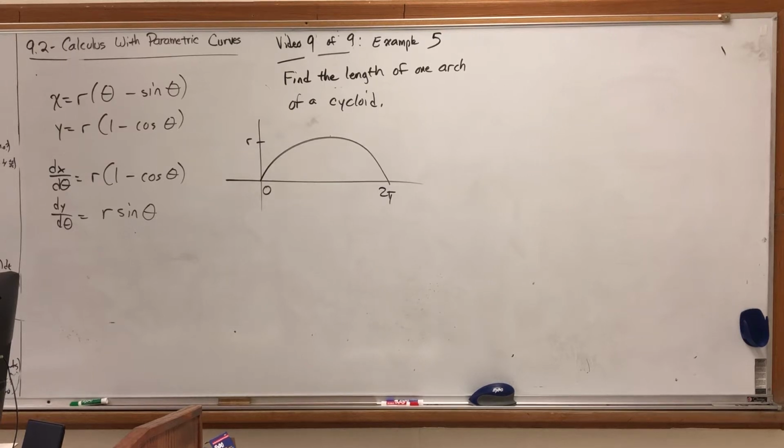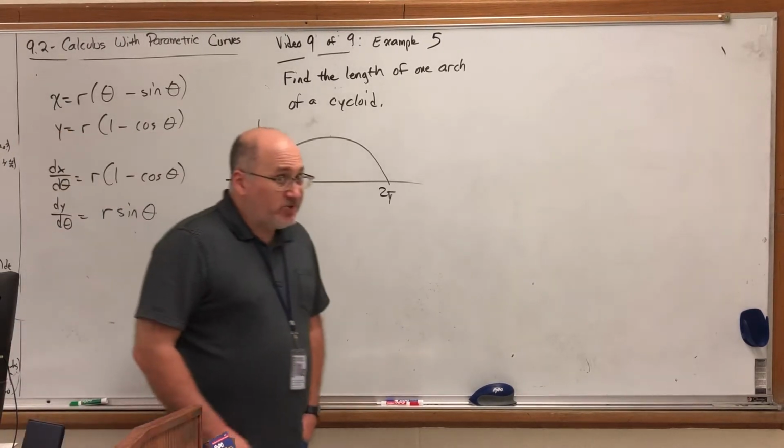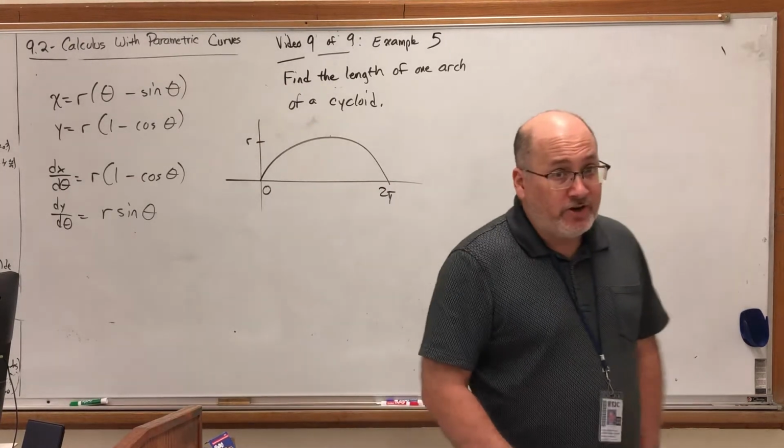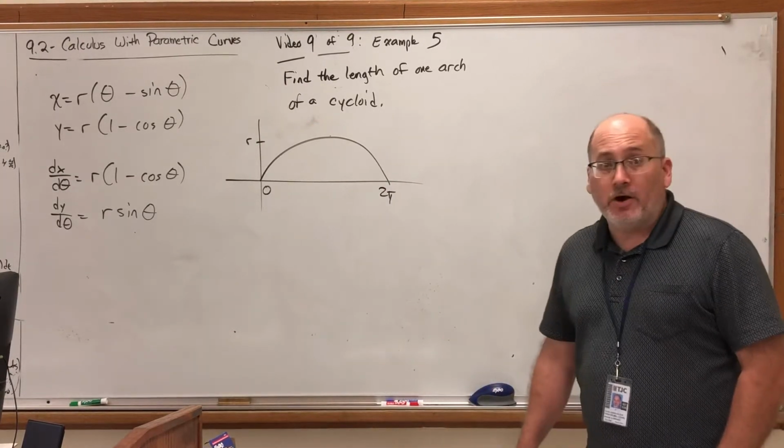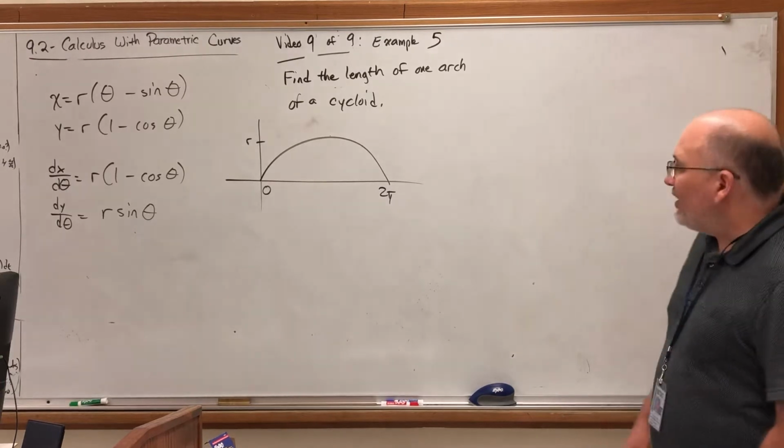Math 2414, section 9.2, calculus with parametric curves. Video 9 of 9, example 5. As not so subtly suggested at the end of the previous video, this last one's going to be finding the arc length of one arch of a cycloid.